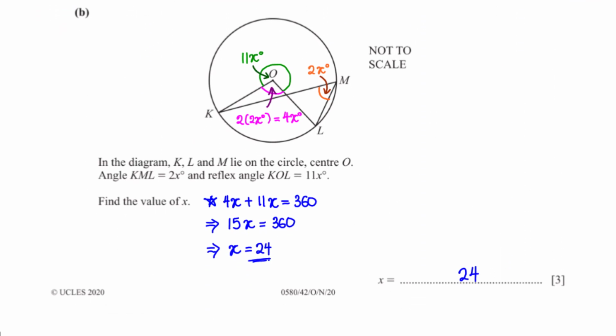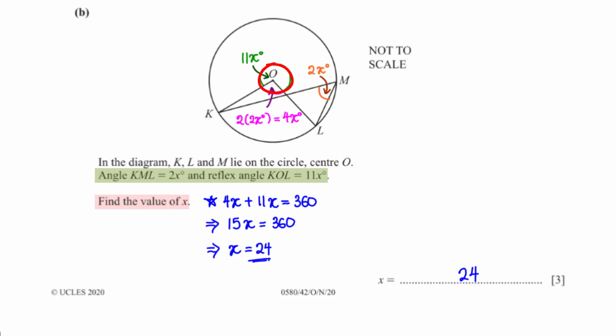In the diagram, K, L, and M lie on the circle center O. Angle KML equals 2x degrees and reflex angle KOL equals 11x degrees. Find the value of x. Chord KL subtends an angle 2x degrees on the circumference of the circle and another angle at the center of the circle. This means that the angle at the center is 2 times 2x degrees, which is 4x degrees.